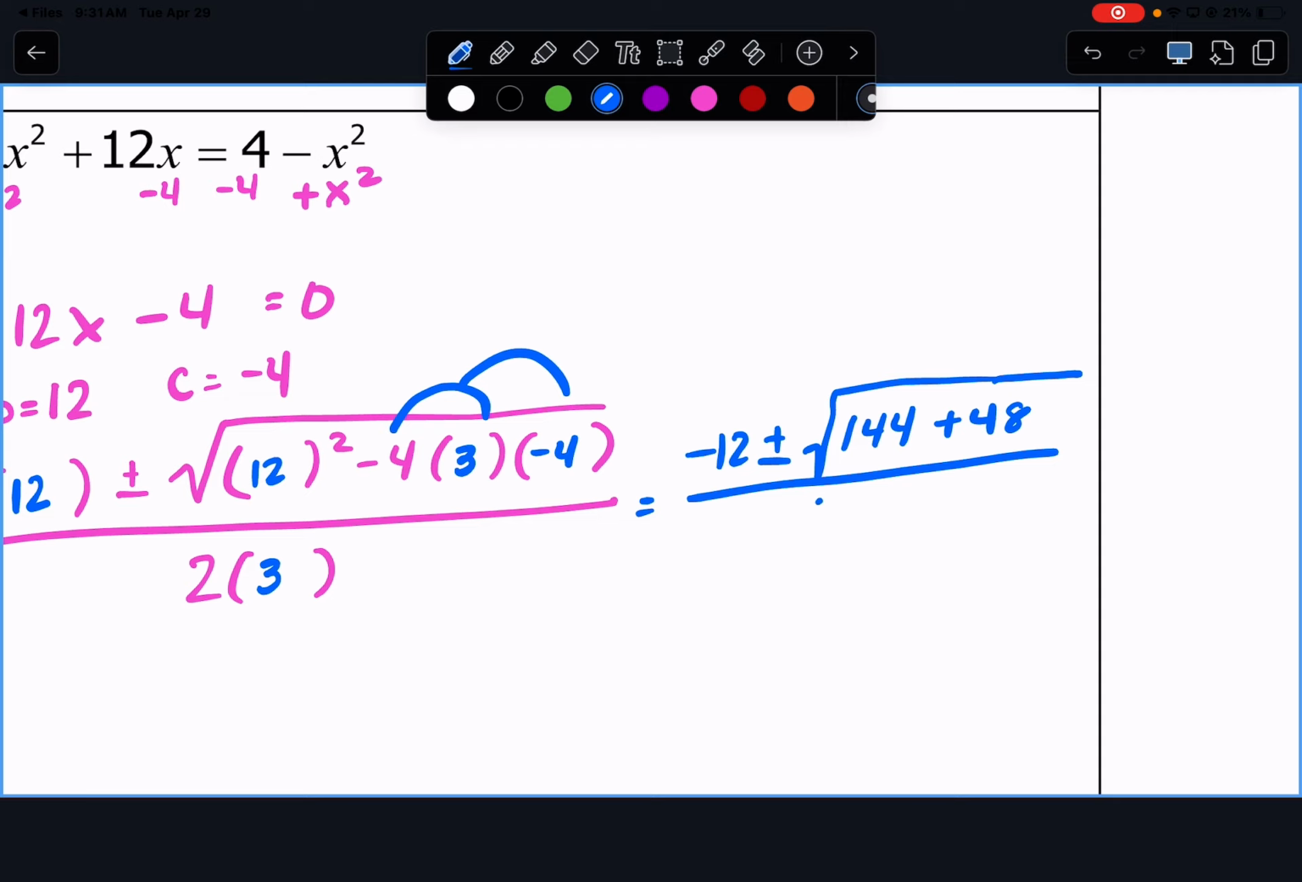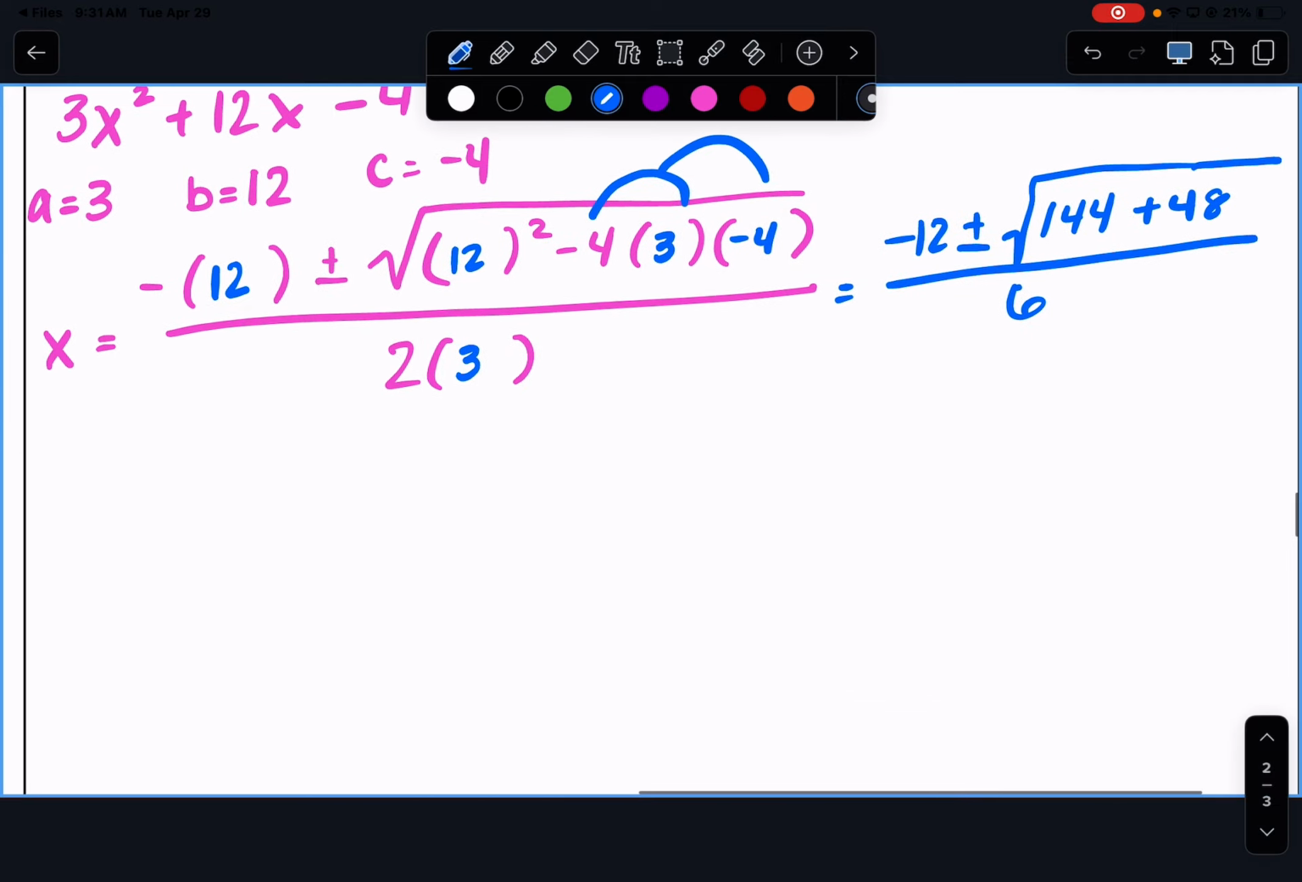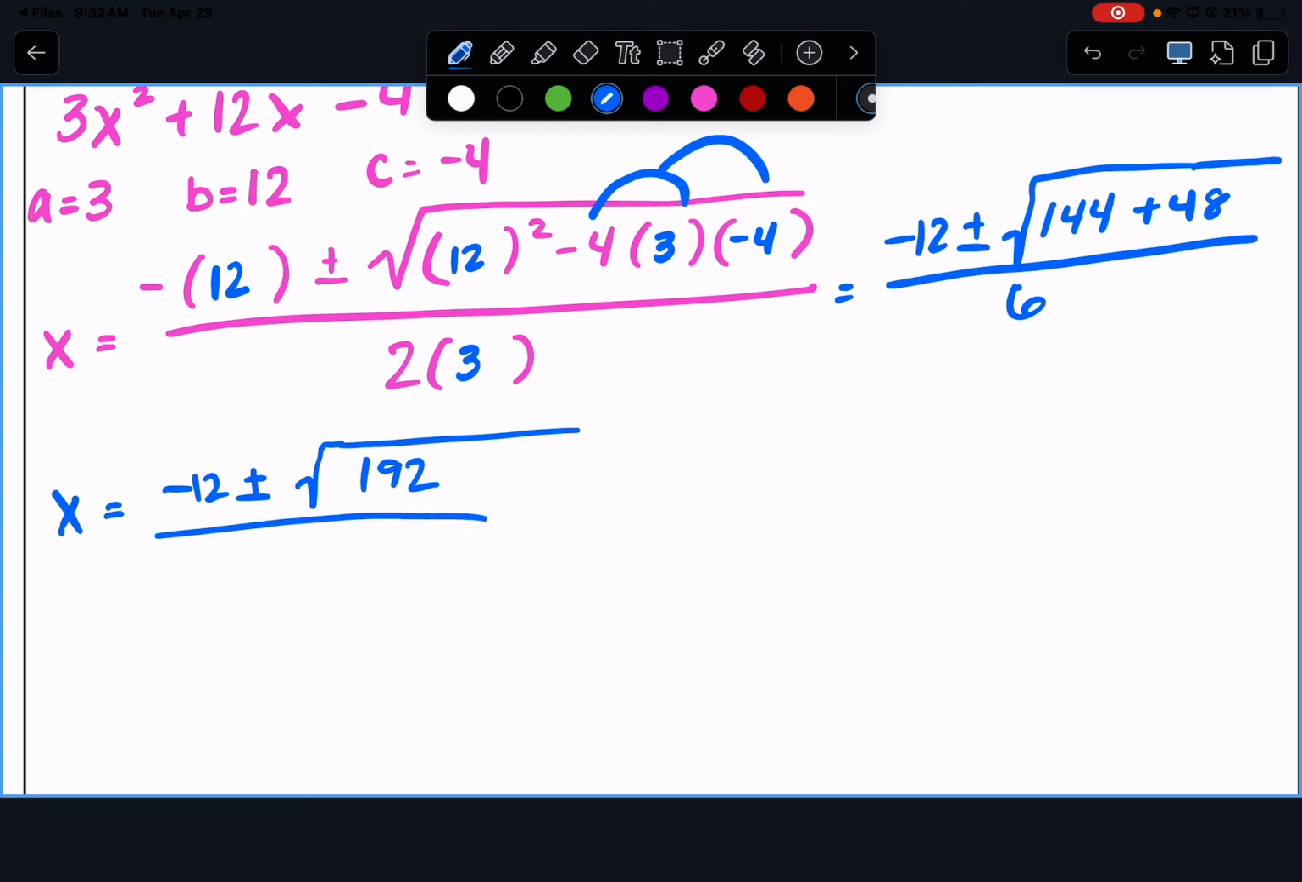So we get x is equal to negative 12 plus or minus the square root of what? 192. Divided by 6. Now, can I take the square root of 192? What does it give you? 8 square root of 3. It is 8 square root of what? 3. Okay, divided by 6.